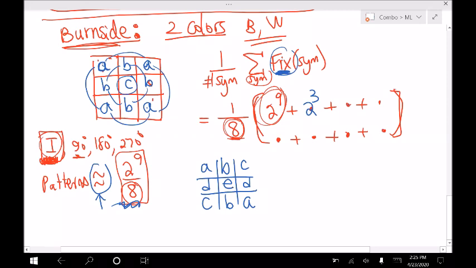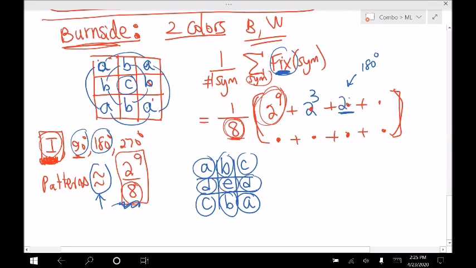So only patterns of this kind will remain fixed after I apply a 180-degree rotation. So this is the 180-degree rotation. Do you agree? And yes, I have to choose a color for A. There are two choices. I need to choose a color for B, a color for C, a color for D. So 2 to the 5, yes. 270 degrees is pretty much the same as 90 degrees. It's like minus 90 degrees clockwise. So this one is also 2 cubed.